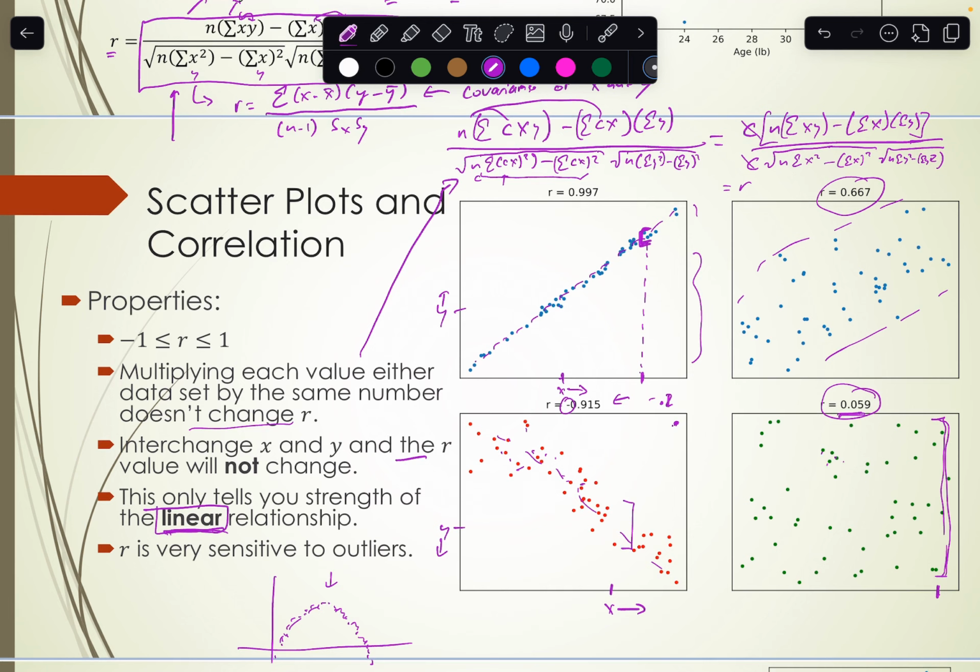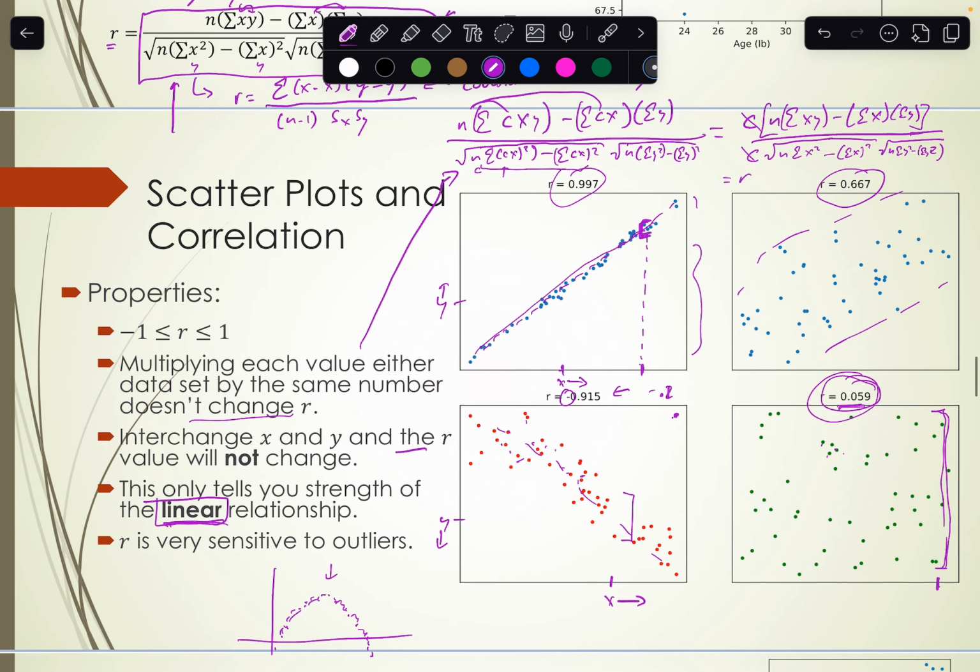It turns out it seems to quantify what we can observe visually. This is a strong correlation. Visually, you can see that. And the r value is very close to 1. This one here has almost no correlation, and the r value is very close to 0. And so this statistic seems to be doing exactly what we would like it to do.